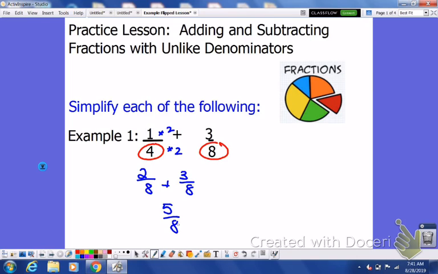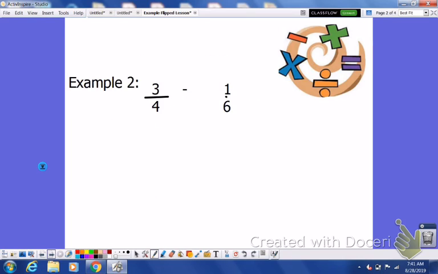Now, if I spoke too quickly there and you need to pause the video so that you can copy those down, absolutely pause as we go through. Okay, so example 2, I see some of my numbers got a little scrunched here, but we have 3/4 minus 1/6.